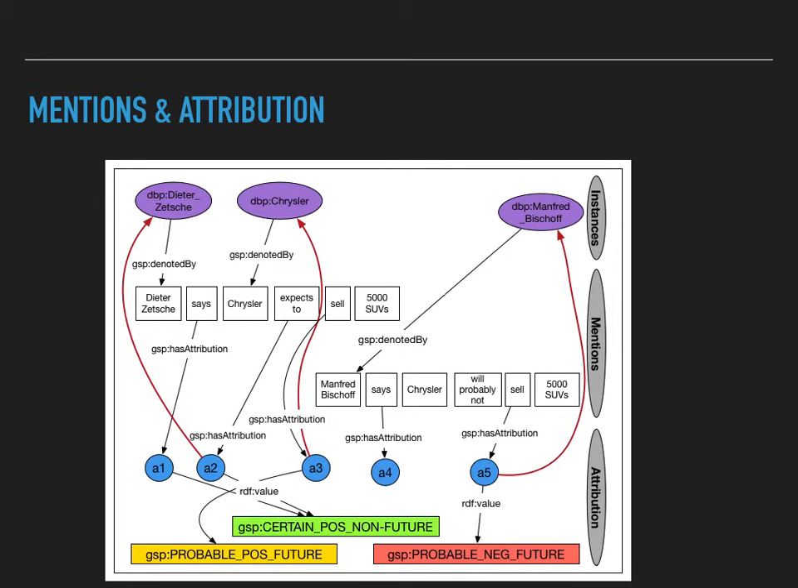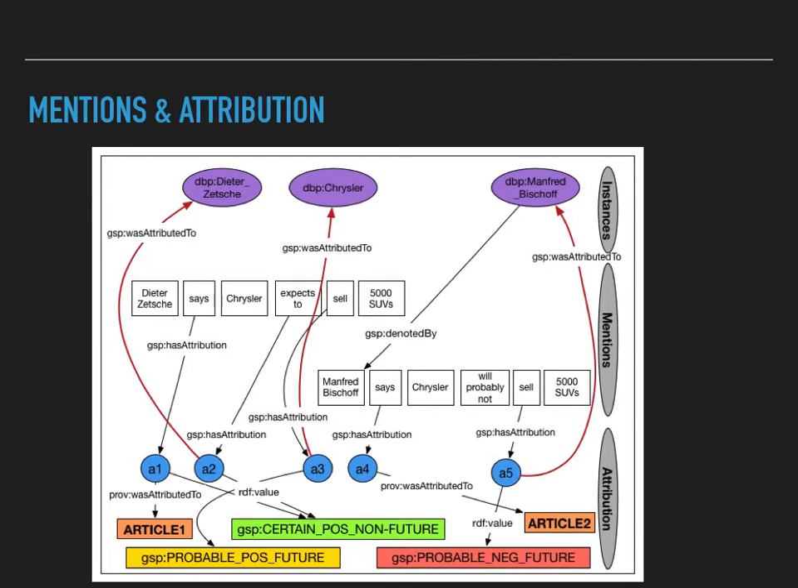We can also indicate the source of statements. When sources are explicitly mentioned in the text, they are represented in the instance layer, and attribution identifiers are linked directly to them, as indicated by the red arrows. Other statements are linked to the article they were published in. When information about author and publisher is present, this will also be linked to the article. We thus provide complete provenance information of each statement.